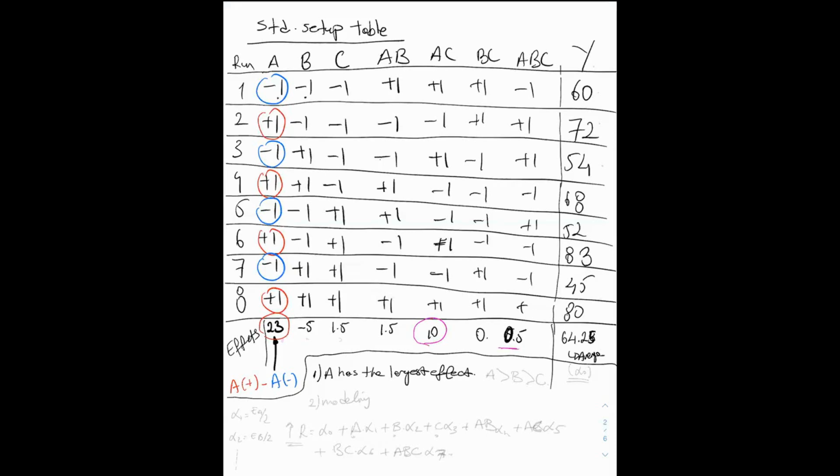So that means that we are really looking for isolated effects of A, B, and C mostly, and then A has the largest effect. So let's write that down in here. A is bigger than B, and that's bigger than C in terms of effects.